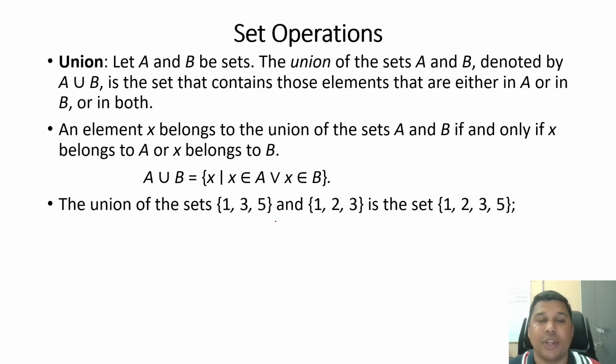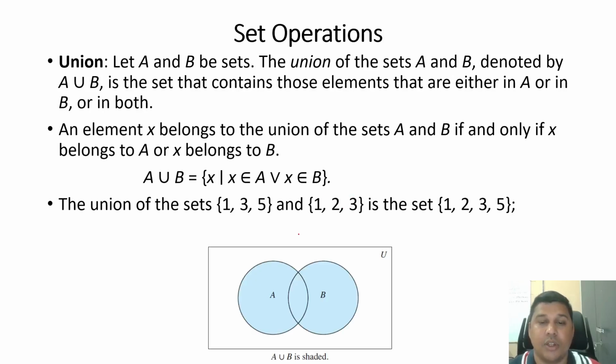So the union of {1, 3, 5} and {1, 2, 3} is {1, 2, 3, 5}, because here 3 is common, but in a set, common elements are not repeated, as in mathematics, and likewise when you print sets using Python programming. So this is the Venn diagram of A union B. The complete blue part is your A union B, so all the elements of A and B.